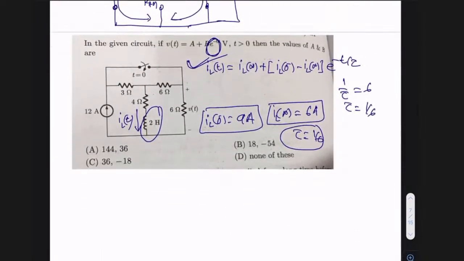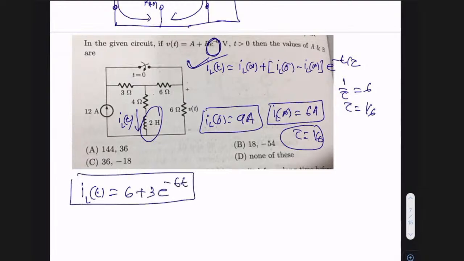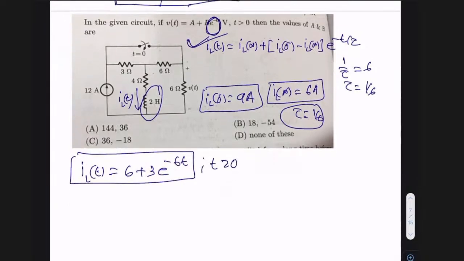So what is your ILT then? Your ILT is equal to IL of infinite, which is 6, plus 9 minus 6, which is 3, into e raised to power minus 6t. This is what my ILT is, and this is valid for t greater than 0.